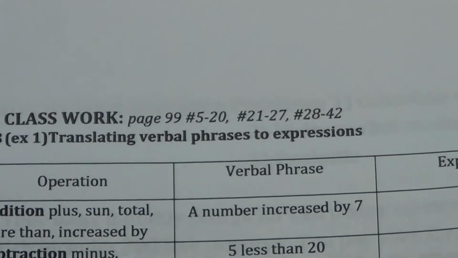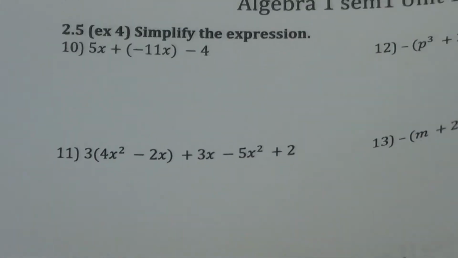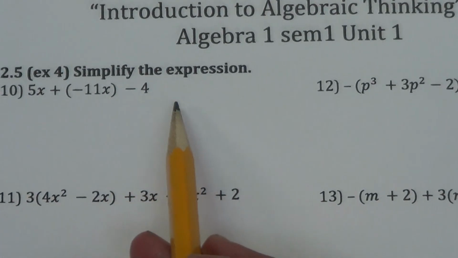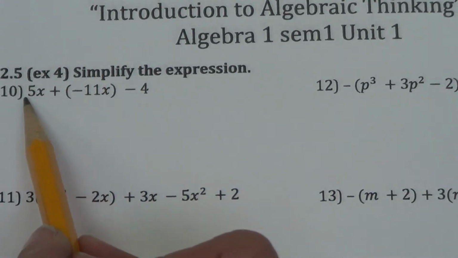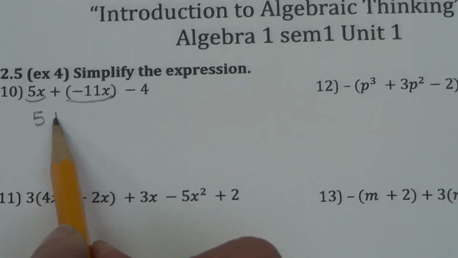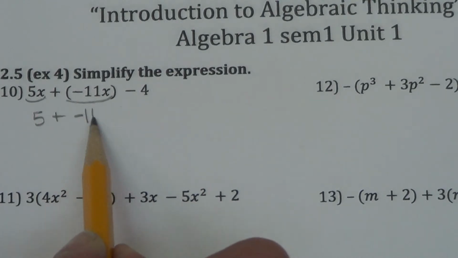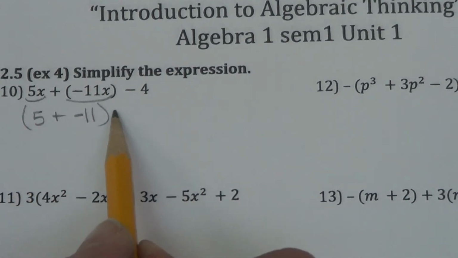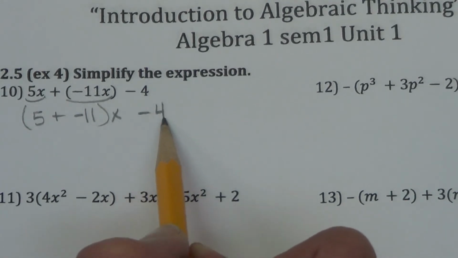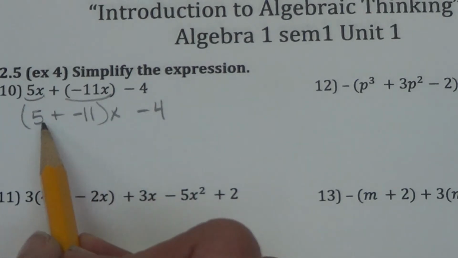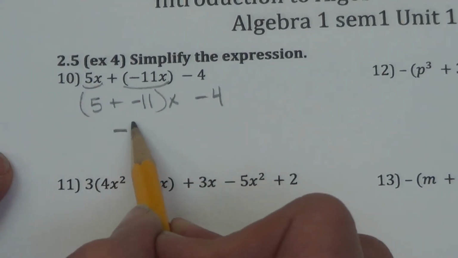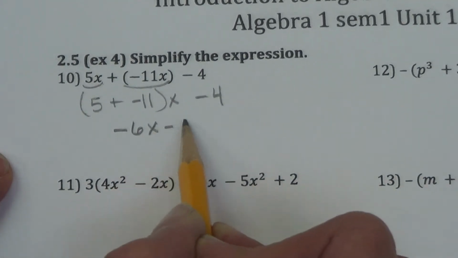Okay. Here it's asking us to simplify the expression. We take our like terms and combine them. 5 plus negative 11 will be combined. It's still being multiplied by x, and then minus 4 is not a like term. So 5 minus 11 is negative 6x minus 4.